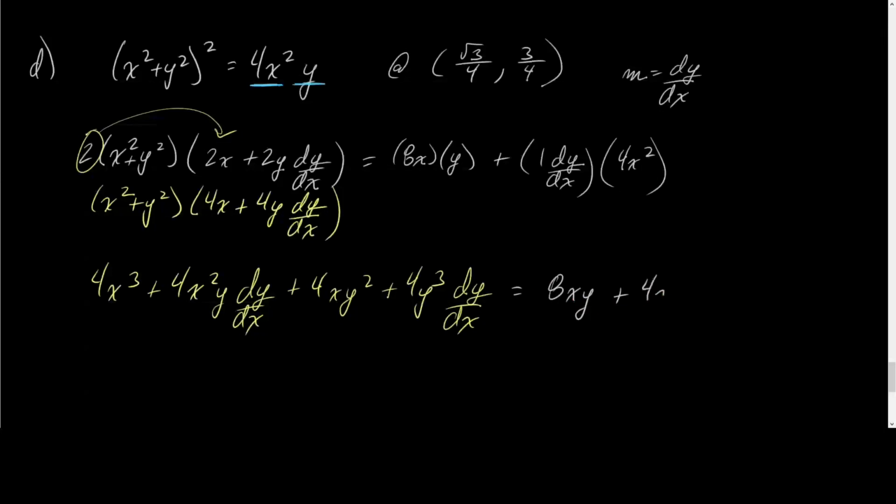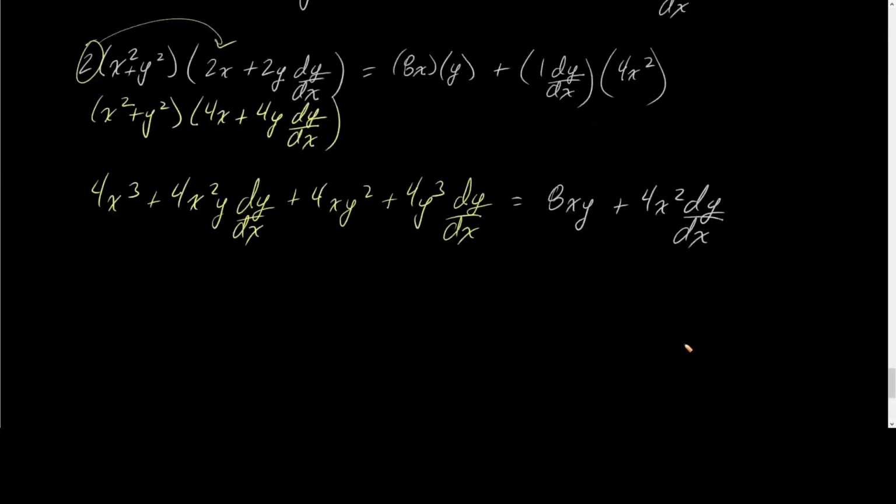8xy plus 4x squared dy dx. All right. Now, let's see. I see that I've got dy dx all over the place here. So I'm going to factor out that dy dx out of everything. So what am I left with? I'm left with dy dx times 4x squared y plus, I've got a 4y cubed there, with this dy dx, and I have a dy dx on this side too.